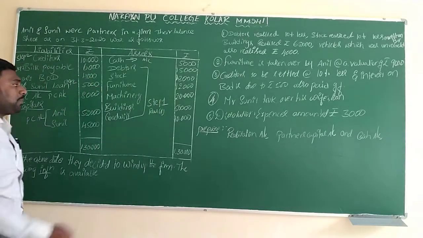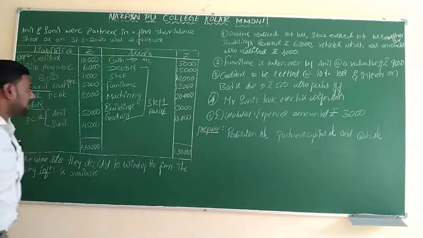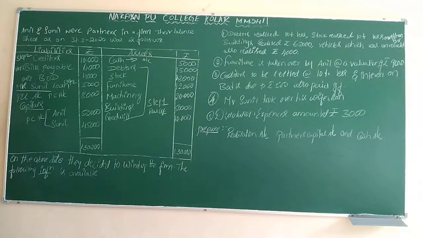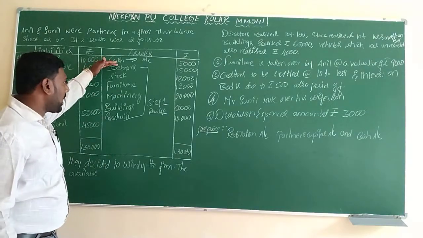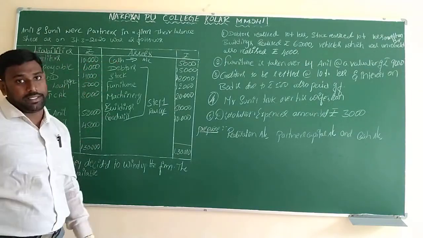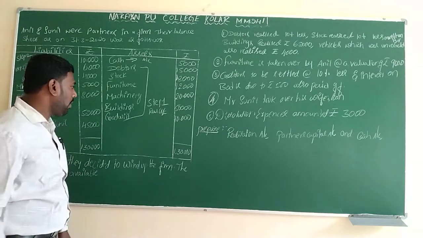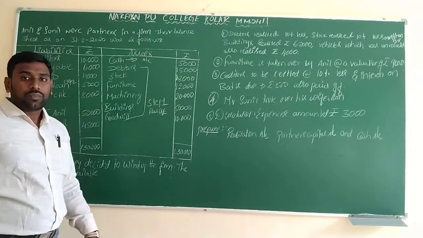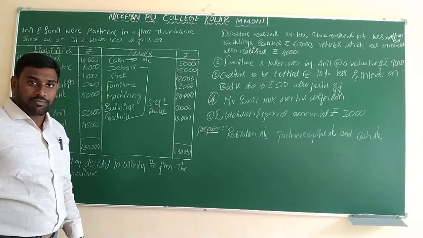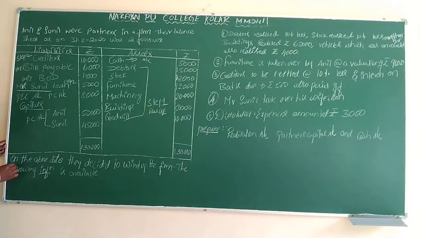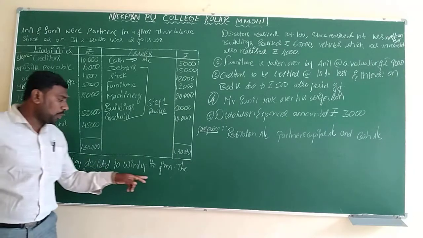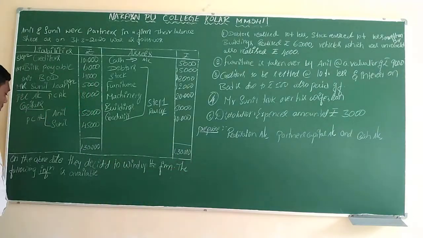Step 1 of the realization account covers all these transactions, and the cash is dealt with in the cash account only. So on the asset side we have two classifications: cash goes to the cash account, and all the remaining realizable assets go to the realization account. Step number 1 is the balance sheet, and then further information is given. On the above date, these two partners decided to wind up the firm.